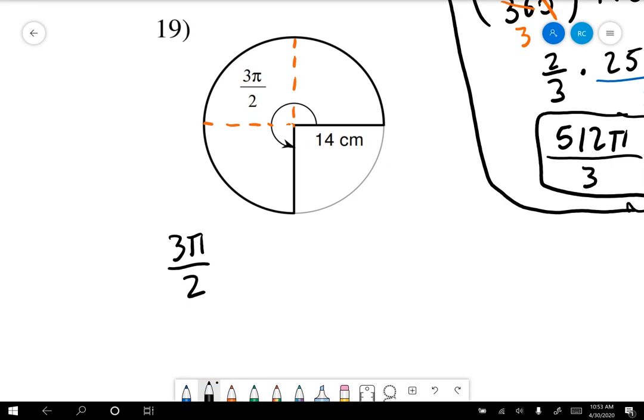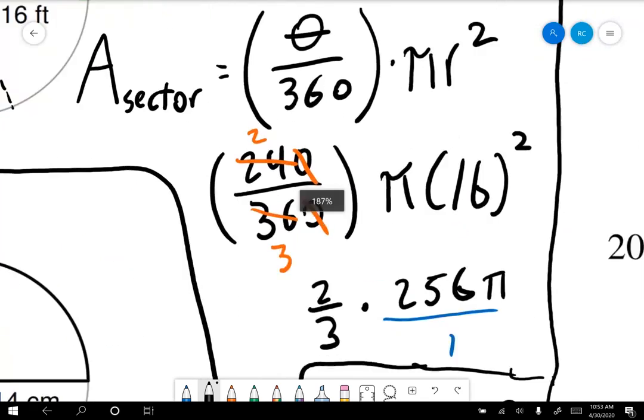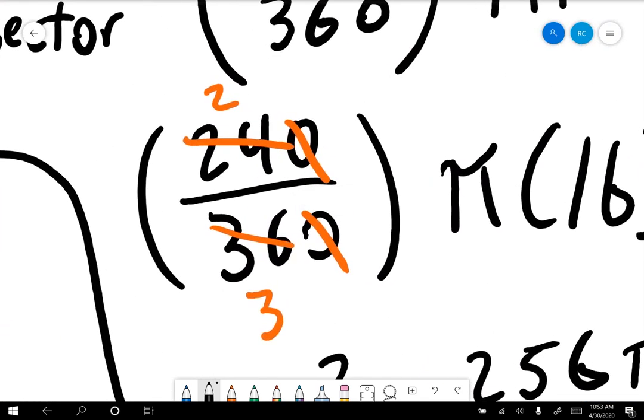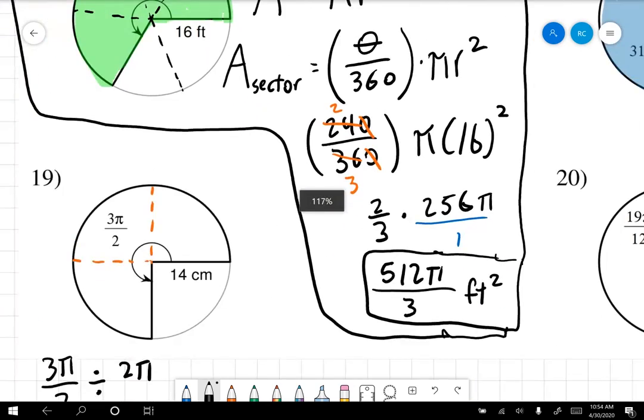So we know that there are a total of 2 pi radians in an entire circle. So we're going to take that 3 pi over 2 and we're going to divide it by 2 pi, just like we did with degrees. We're still dividing by the total number of radians in a circle, which is 2 pi.